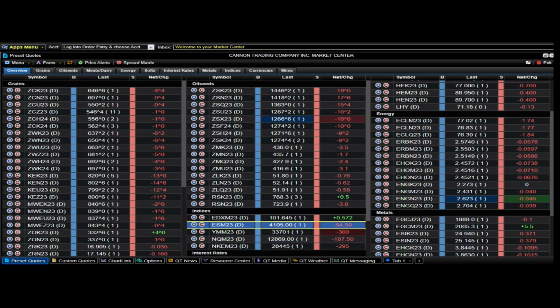Again, that's the FDIC, Federal Deposit Insurance Corporation, and your deposits are insured up to $250,000 there. On the futures side, your funds are segregated.